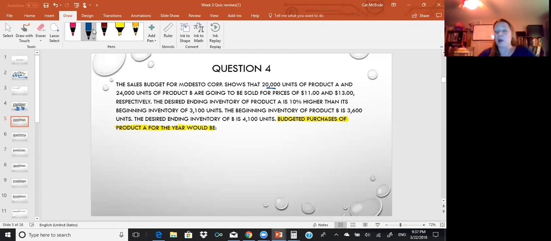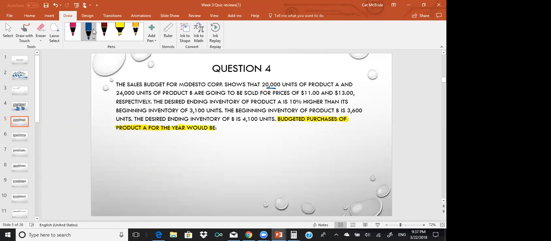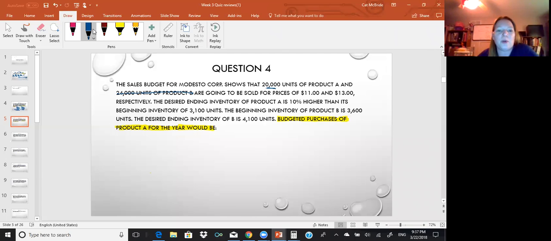Are we doing anything with product B? No. We're not doing anything with product B, so that doesn't matter. The 24,000 units of product B that are going to be sold for 11 and 13 don't matter. The purchases and the selling price don't matter either, because we're not doing anything with sales, so none of this matters.